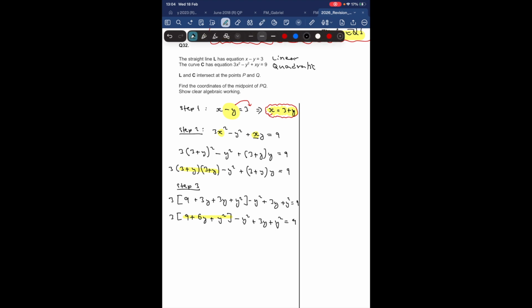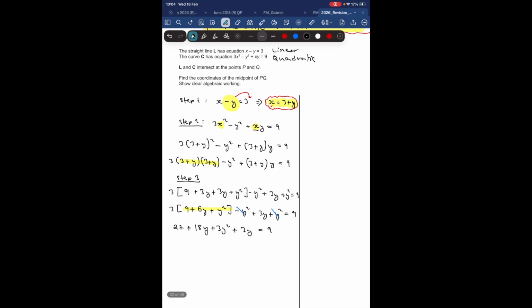So if I go ahead and do that, I'm going to end up with 27 plus 18y plus 3y squared. Now, if I look, the minus y squared here and the plus y squared here are opposite signs. These will cancel each other off. So literally, we're going to get rid of that term and that term, and we're just going to be left with plus 3y equals 9.